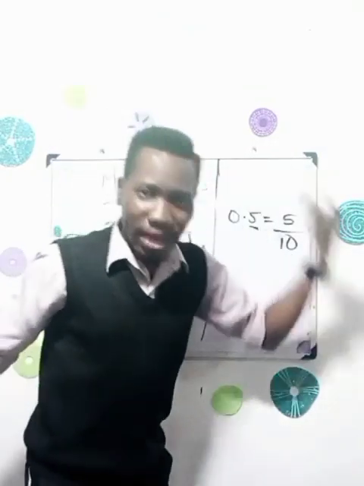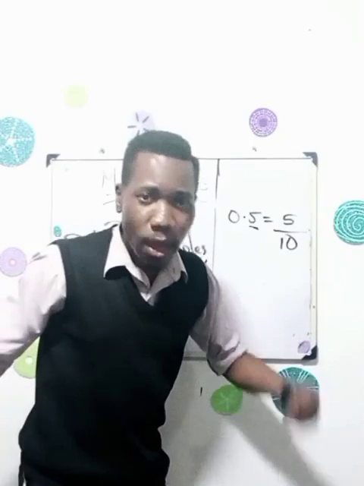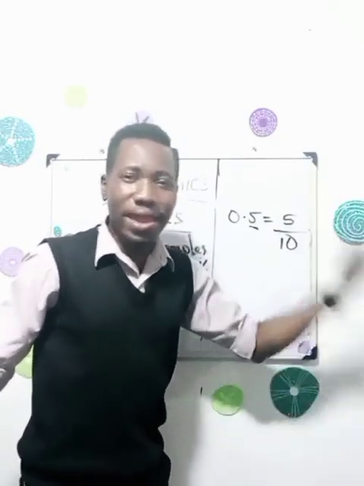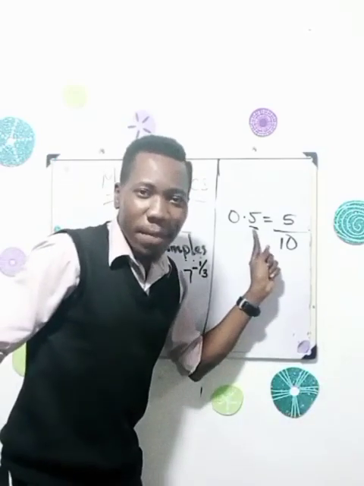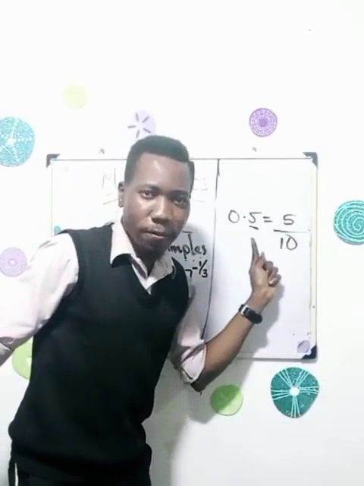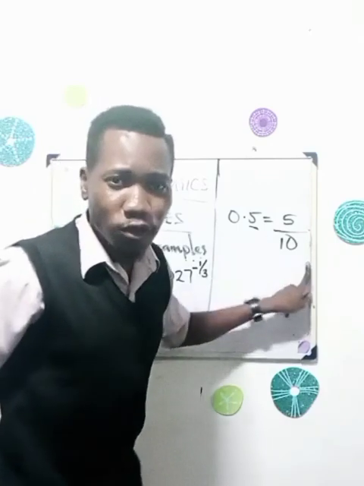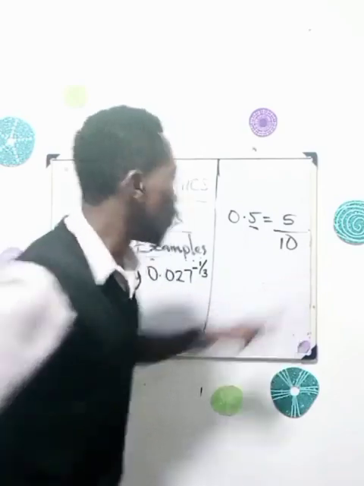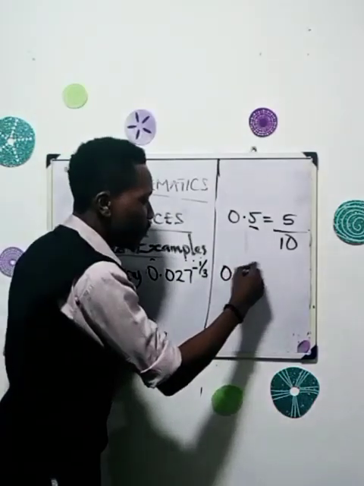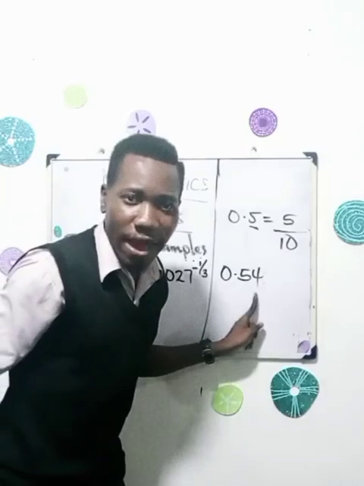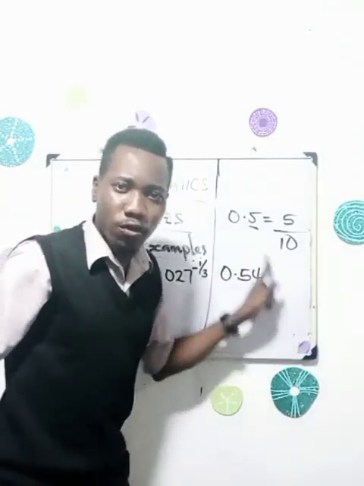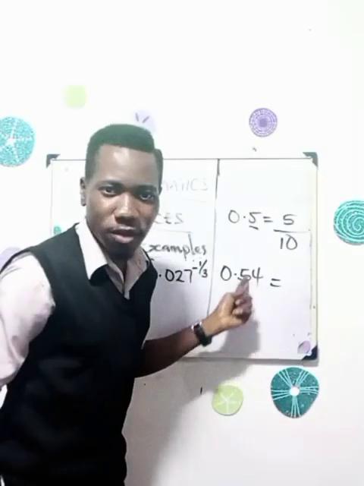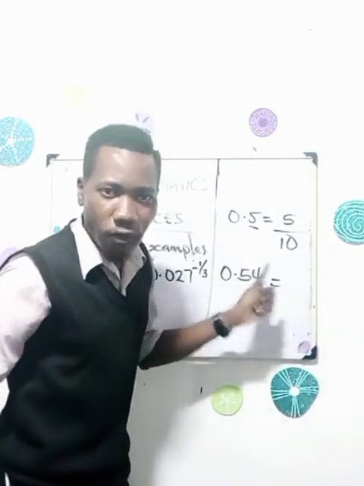It is either going to be over 10, over 100, over 1,000, over 10,000, over 100,000, any of this, depending on how many numbers you have after the decimal point. So you are having only one number after the decimal point, so you are going to have just 10, 1 0, 5 tenths, yes. So now if you have 0.54, you want to change this also to a fraction, the same thing. Ignore your decimal points.